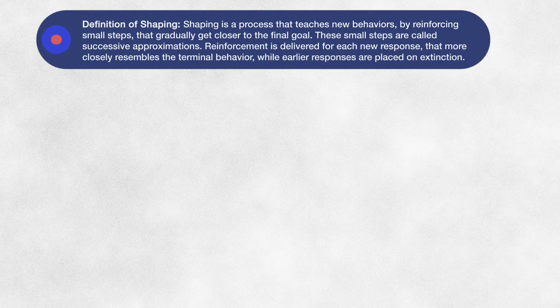Key takeaways for implementing shaping procedures. Definition of shaping. Shaping is a process that teaches new behaviors by reinforcing small steps that gradually get closer to the final goal. These small steps are called successive approximations. Reinforcement is delivered for each new response that more closely resembles the terminal behavior, while earlier responses are placed on extinction.